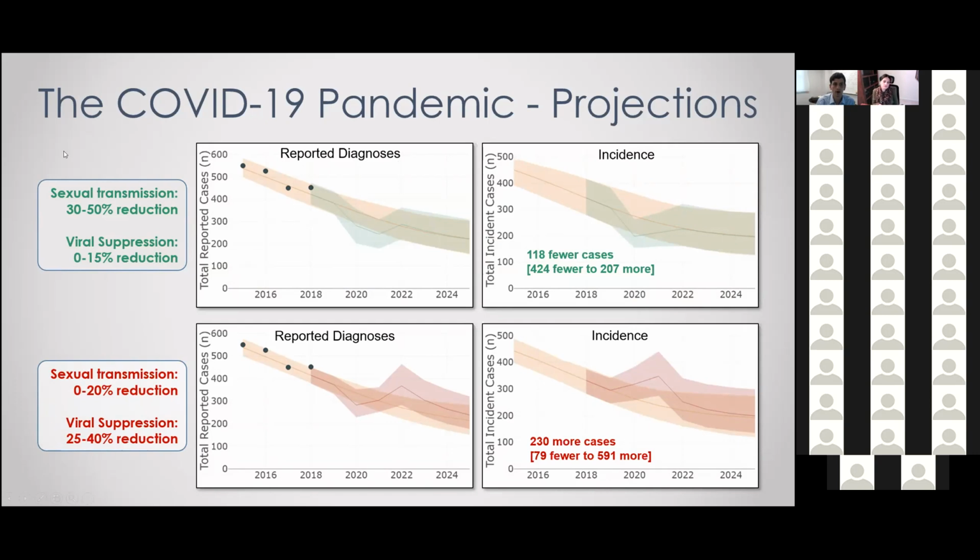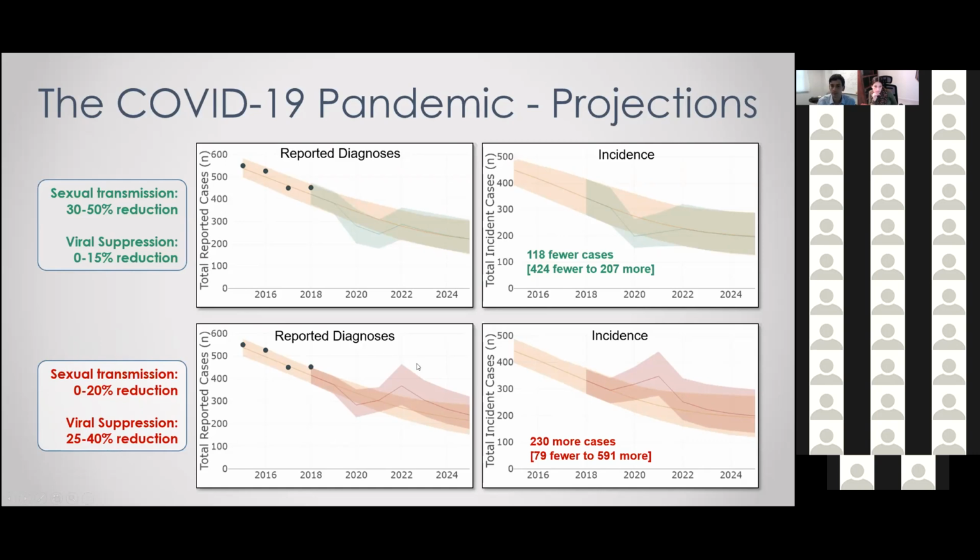These on the top are just the projections with a big reduction in sexual transmission and a relatively small reduction in viral suppression. For these simulations, incidence does better. We have fewer cases over this time. You see a drop in diagnosis and things get back to normal. This bottom set of simulations is just the simulations that have a relatively low effect on sexual transmission but a big effect on viral suppression, reduced by 25% or more. And what you see here for incidence is you get more.